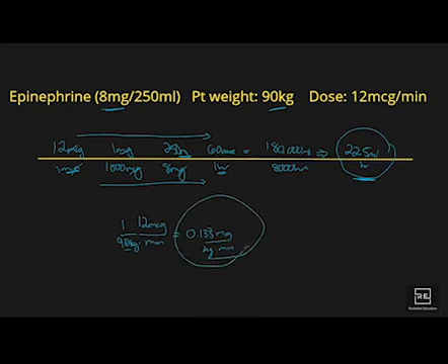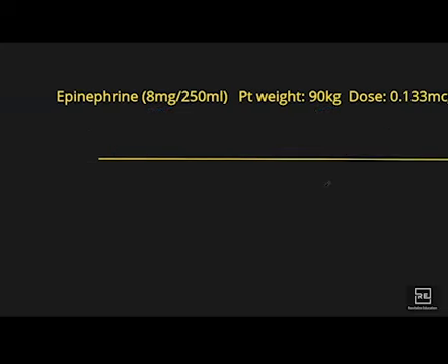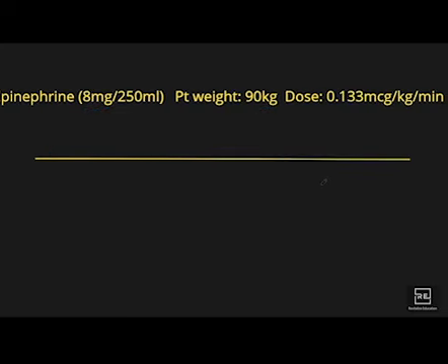And so you might not trust me on this. So in this next example, we're going to actually demonstrate. But your 12 mics per minute is the same as 0.133 repeating mics per kg per minute. Both should be running at this 22.5 mLs an hour. And we're going to show you this in our next example. So again, we said that our dose is 0.133 mics per kg per minute for a 90 kilo patient. Again, our epi concentration is 8 milligrams and 250.